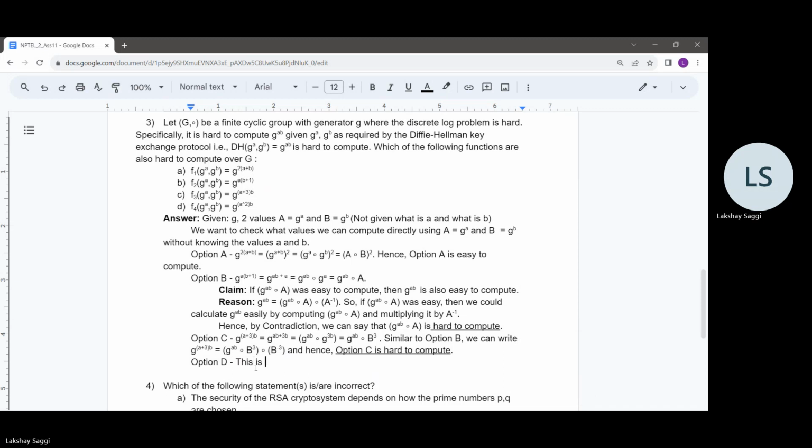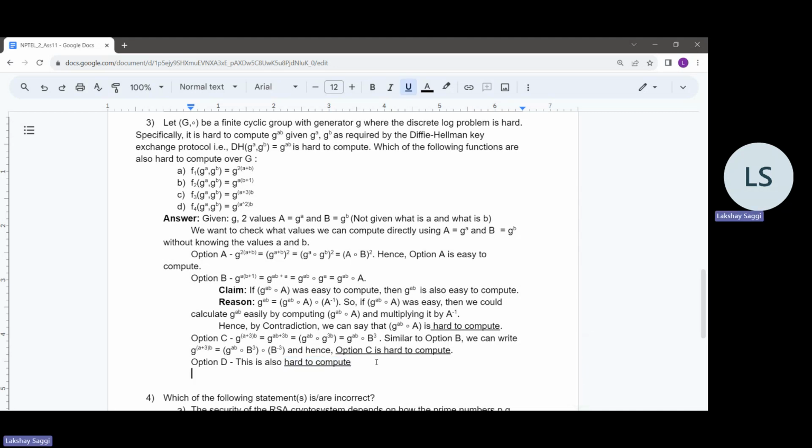So this is also hard to compute. I'm not writing everything down here properly, but I hope you get the idea from option B and option C. Option A was easy to compute because it was a linear combination of A and B. But if we had this AB term in the exponent, then it was hard to compute. And here we have something like an A square B term in the exponent, so this is also hard to compute.